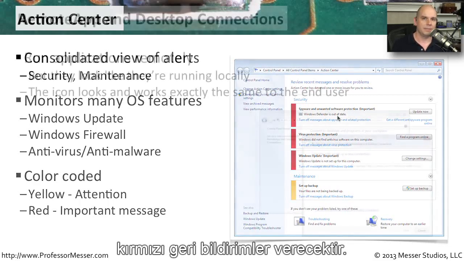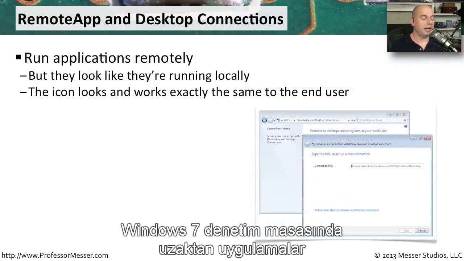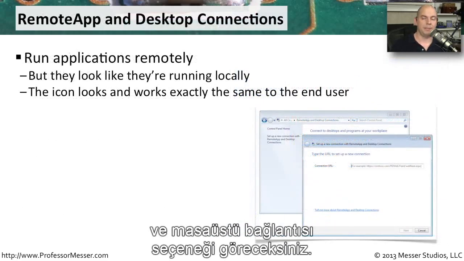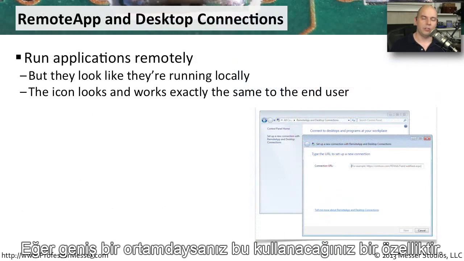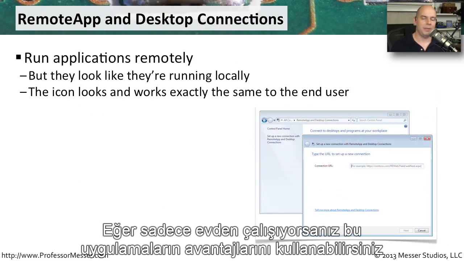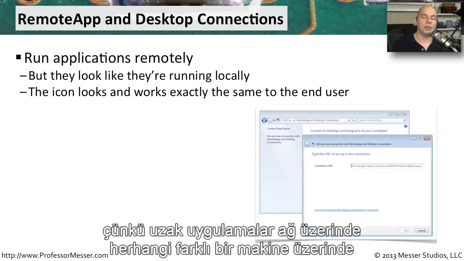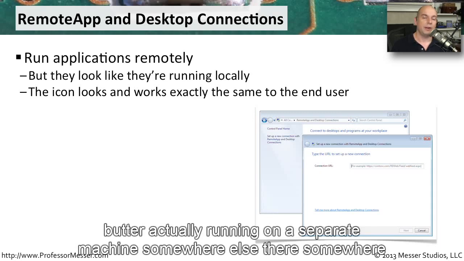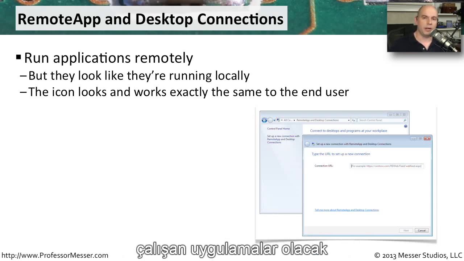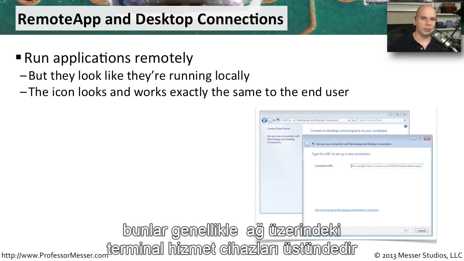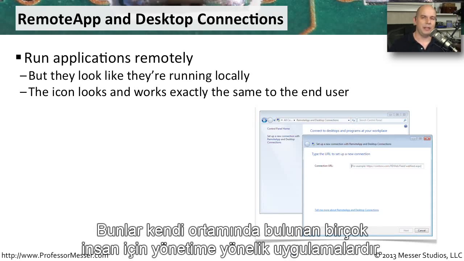In the Windows 7 control panel, you'll see an option for RemoteApp and Desktop Connections. If you're in a large environment, this is something you'll use. If you're just running at home, this is not a capability that you'll generally take advantage of, because RemoteApp is going to be running applications that are actually running on a separate machine somewhere else. They are somewhere across the network. Usually it's on a terminal services device that is managing applications for many people in your environment.